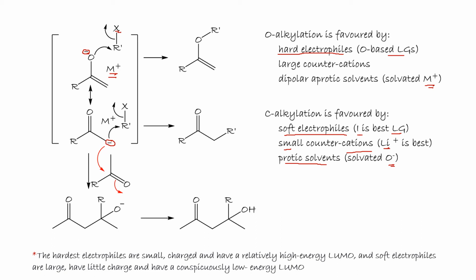What do you mean by hard and soft? Let me remind you that the hardest electrophiles are small, charged, and have relatively high energy LUMO. Soft electrophiles are large, like iodide, have little charge, and have a low energy LUMO.